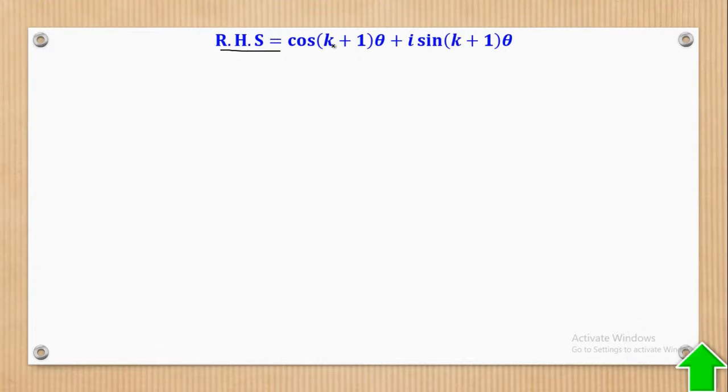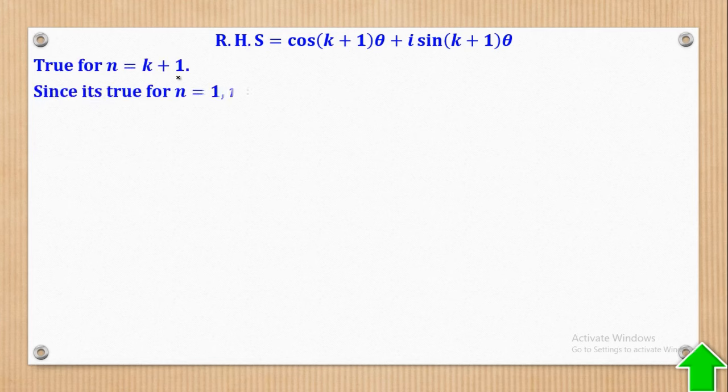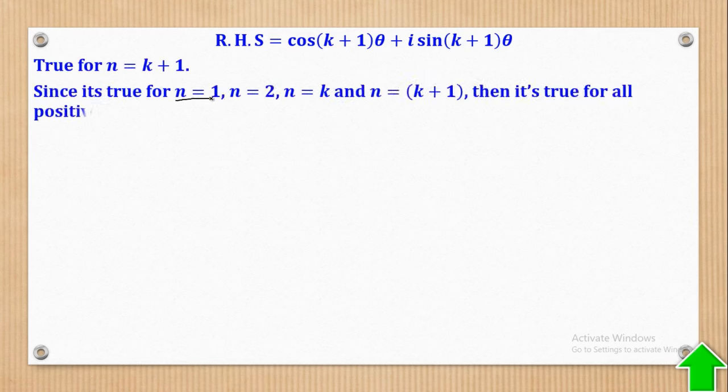So when you come to the right hand side, where there was n, you put there k plus 1, and it is similar to the one of the left hand side. Therefore, we shall come and say that it is true for n equal to k plus 1. Now when that is true, you shall conclude that since it is true for n equal to 1, n equal to 2, n equal to k, and n equal to k plus 1, then it is true for all positive integers of n.